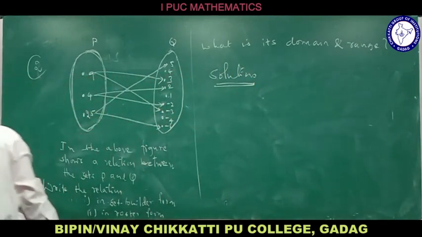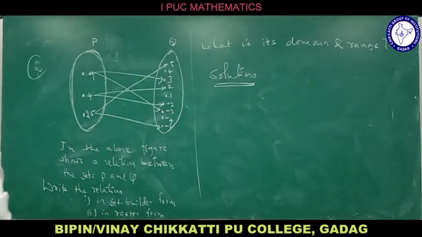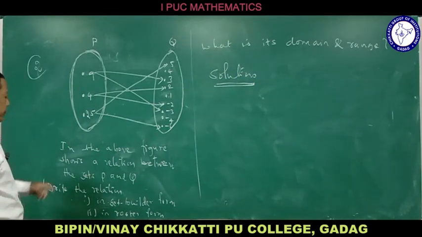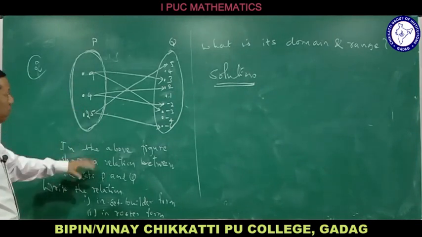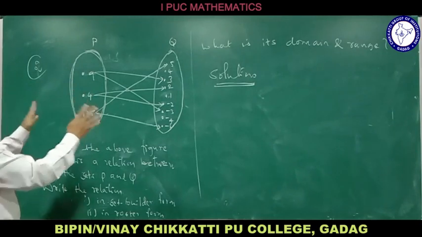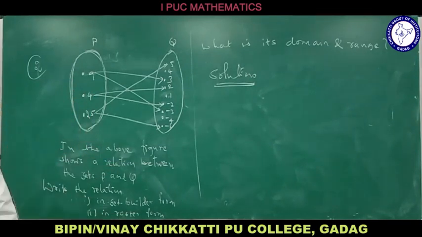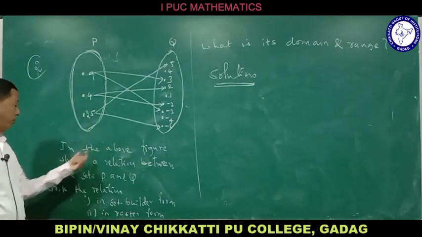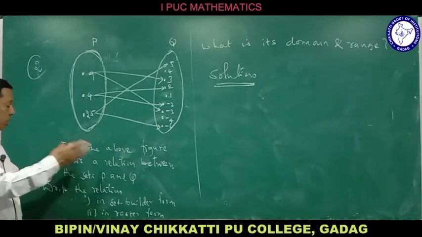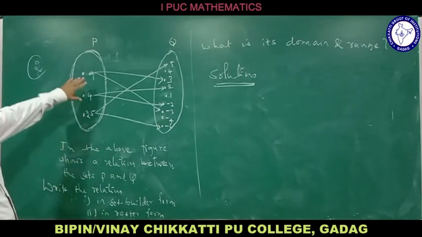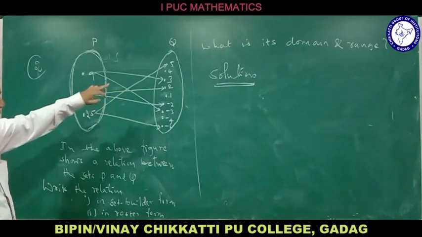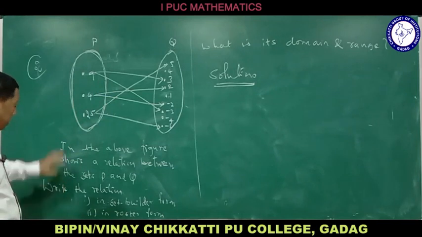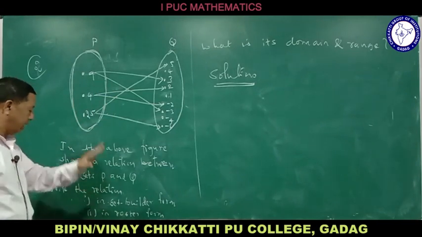And particularly you have to see how we write all these things. You have to look at the figure first. The above figure shows a relation between the sets P and Q. It is given: 9, 3, minus 3, 4, 2, minus 2, 25, 5, minus 5. The question is, write the relation.